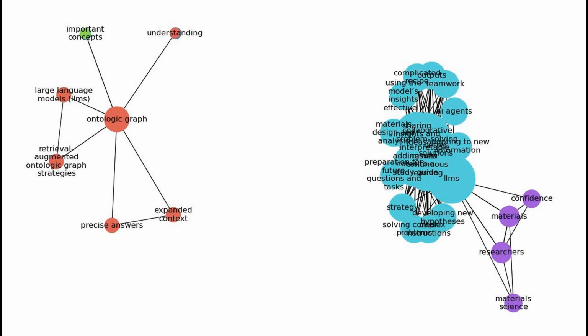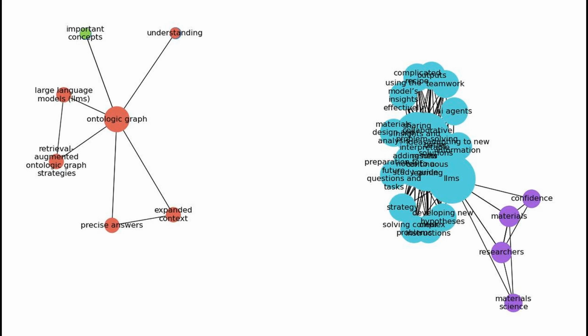3. Improved problem solving. The combination of LLMs and these graphs allows for collaborative problem solving, where different AI agents work together like a team. They can share insights and ideas, leading to better solutions in areas like materials design and analysis.